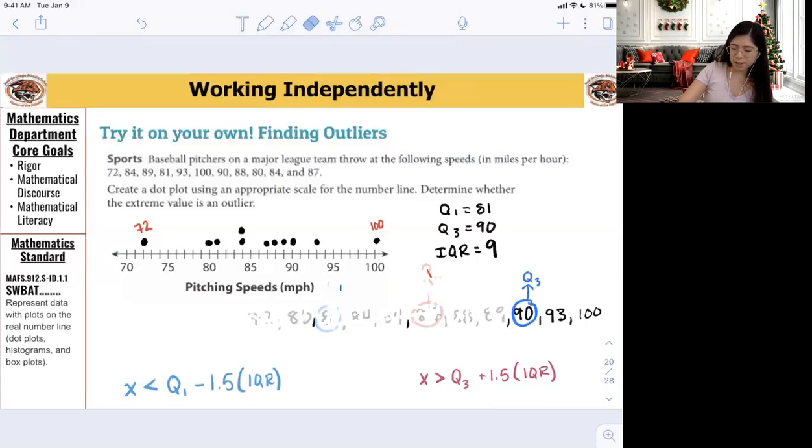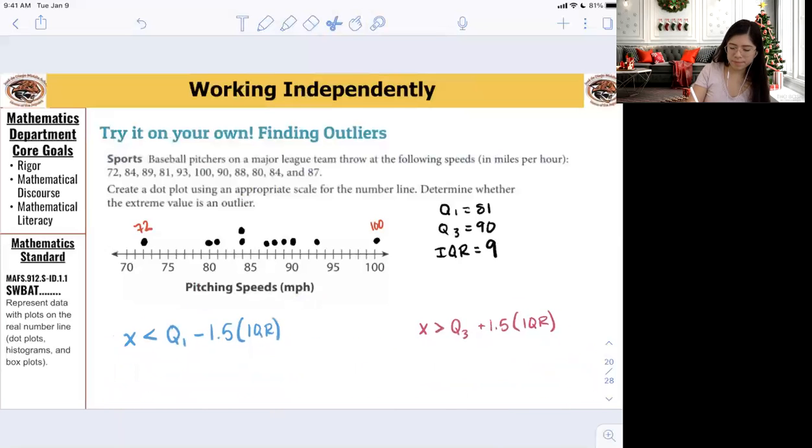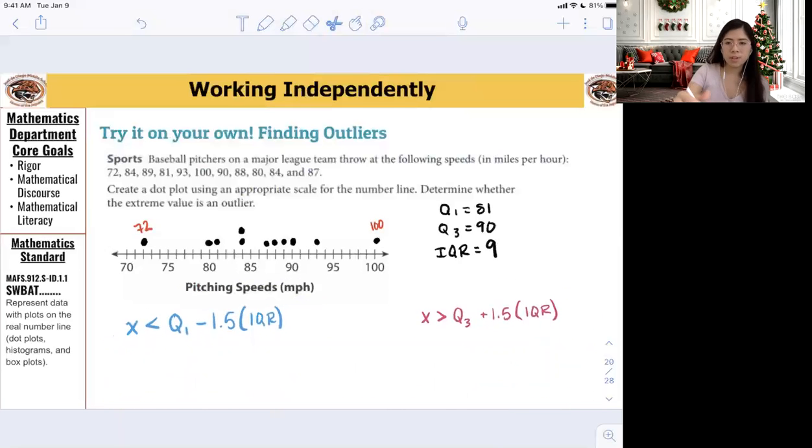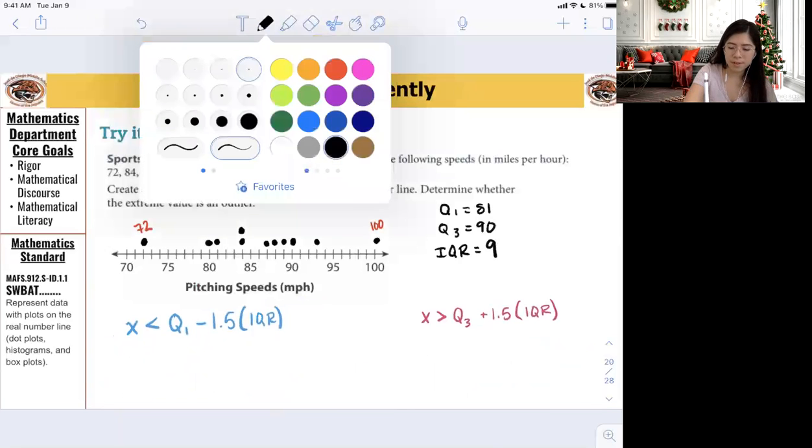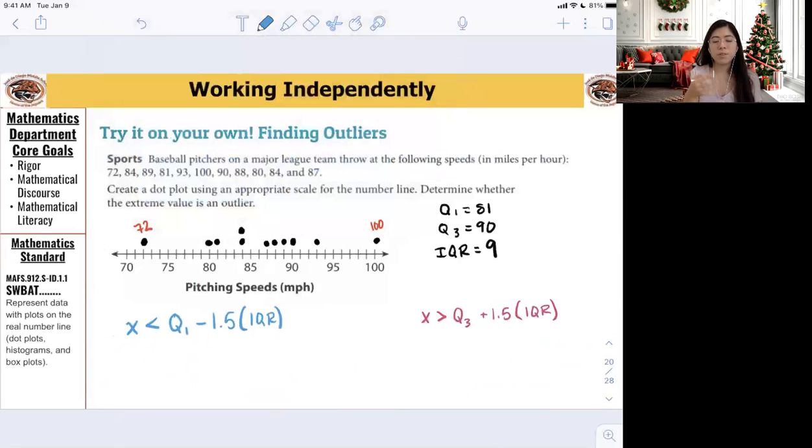I'm going to erase this because we don't need it. We have Q1, Q3, and my IQR. Let me bring these back up. Here we go. We're trying to figure out if 72 is an outlier. So I'm going to see if it is less than Q1, which is 81, minus 1.5 times 9, my IQR. So it's 1.5 times 9, which is 13.5.